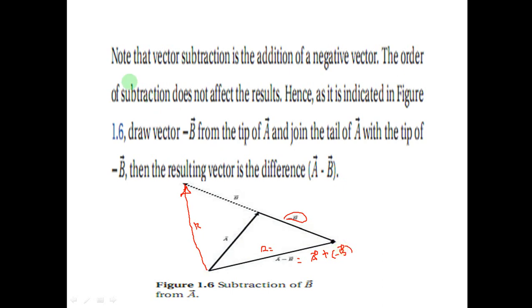So you must consider this point again. Note that vector subtraction is the addition of a negative vector. The order of subtraction does not affect the result. You can see from figure 1.6. Draw minus B from the tip of A. Here is a vector B. So you can draw the negative of this vector B starting from the tip of vector A. From this tip, you can draw the minus of B. So the resultant of these two vectors A and minus B is here, A minus B.